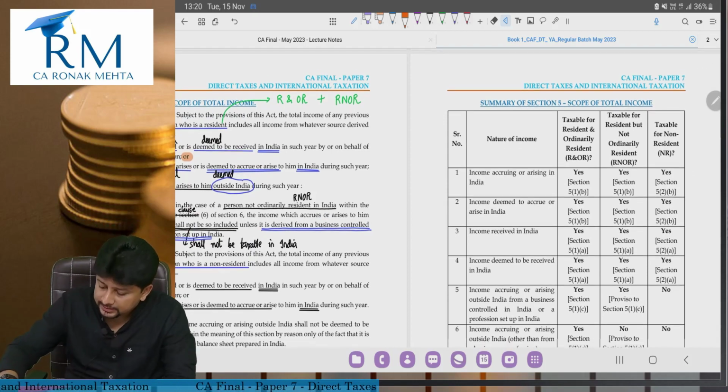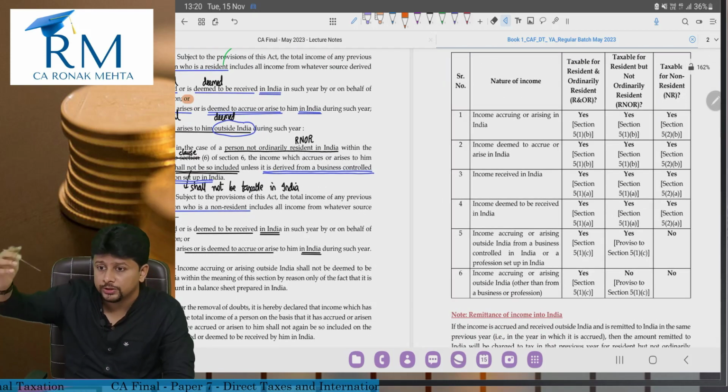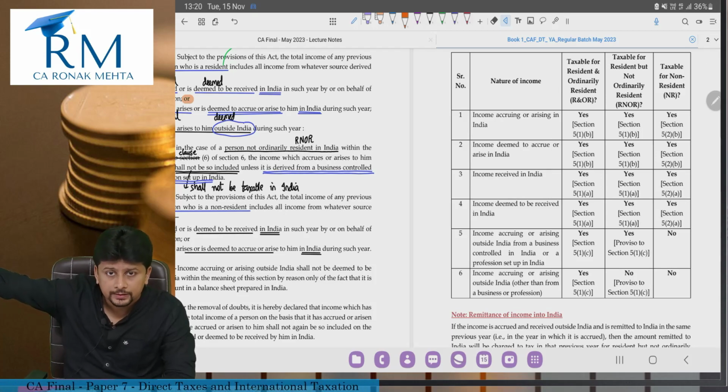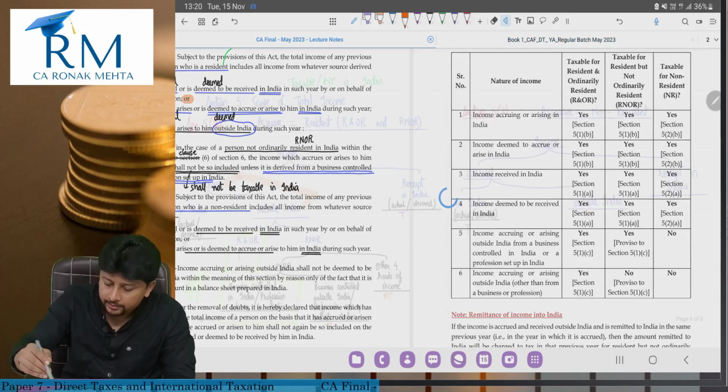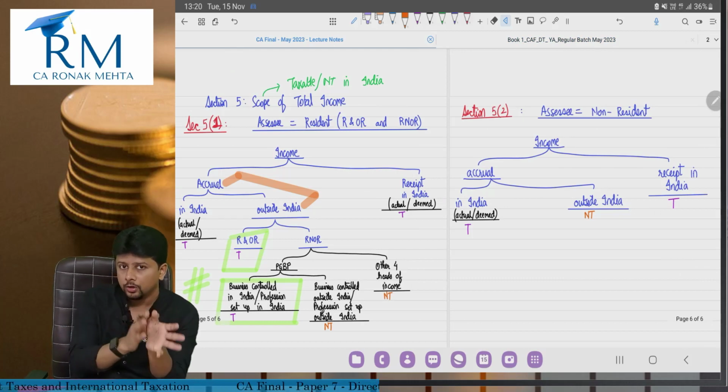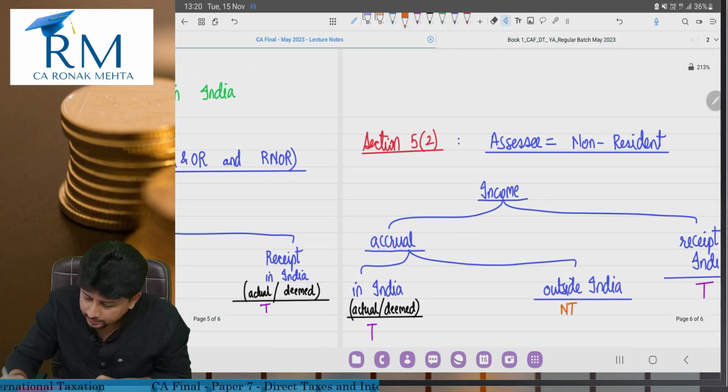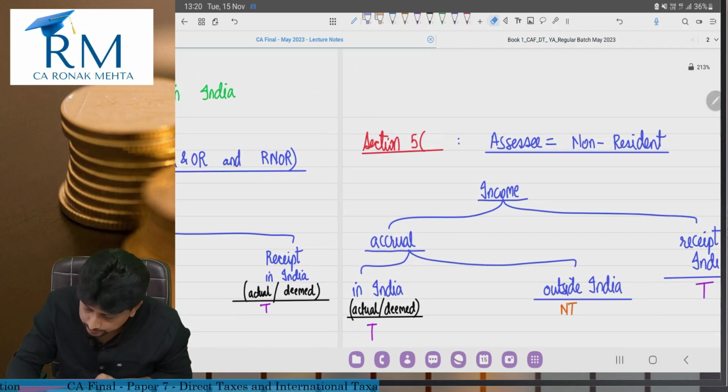The table contains a list of incomes and what the situation is for the 3 residential statuses. Some students understand it via this chart form. So I have drawn the chart also, and the table is anyways there in the book.